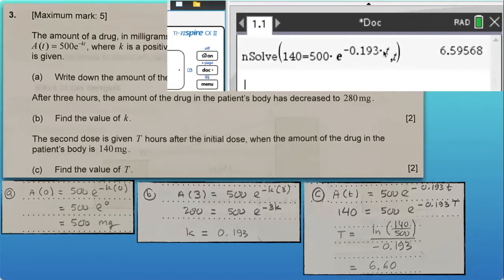Here I use lowercase t. You can use uppercase T if you want. And the answer is 6.60 in 3 significant figures. If you do it manually, then you do this. And since we are using TI, we don't need to go through this. Just use nsolve. There you go.